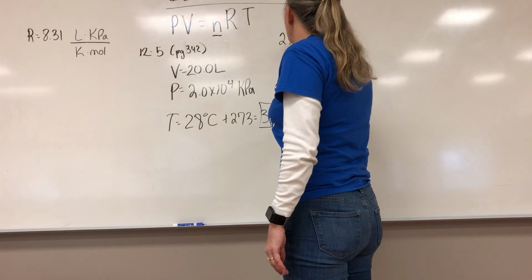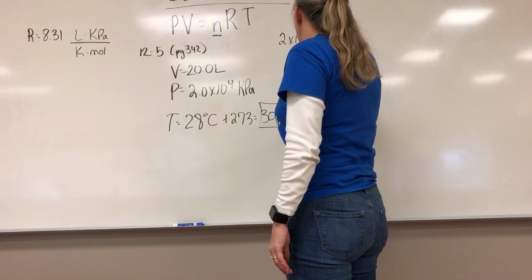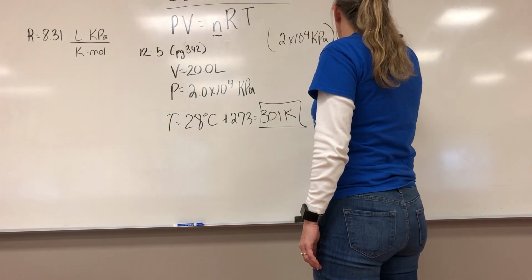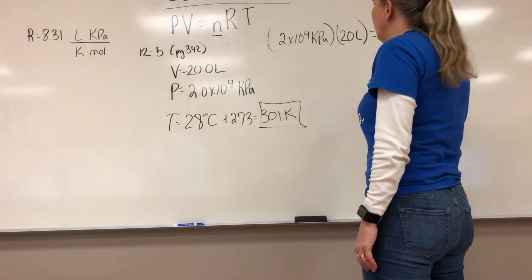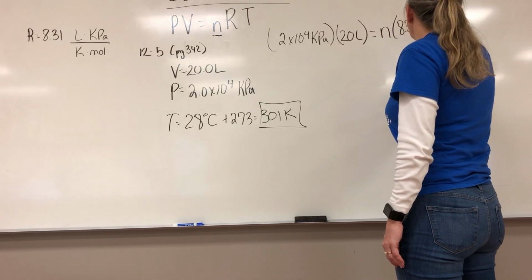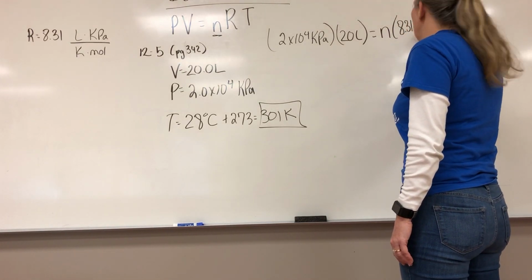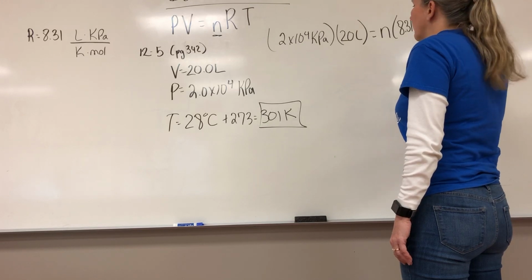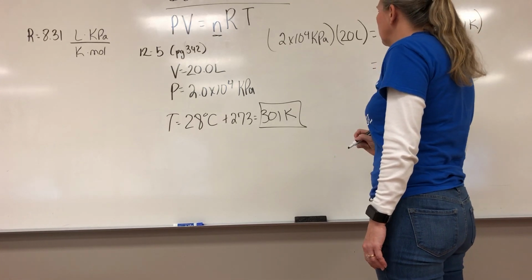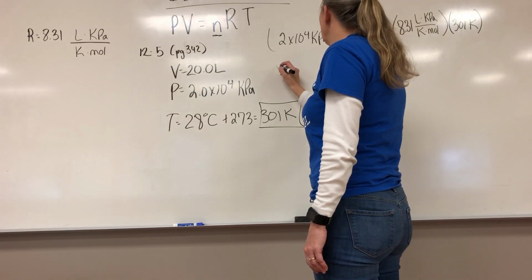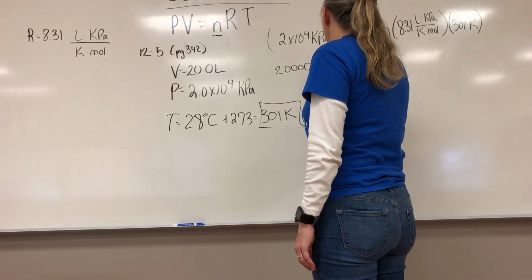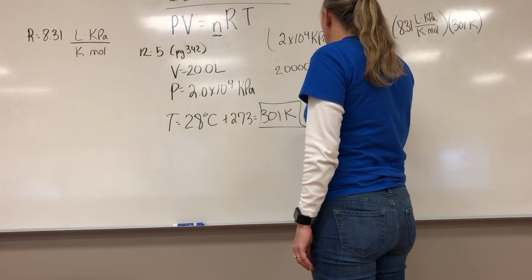I'm going to have 2 times 10 to the 4th kilopascals times 20 liters equals N, which I don't know, that's what I'm looking for, 8.31, and then the temperature, 301 K. All right, so when I solve this, this is the same as 2 times 10 to the 4th times 20.